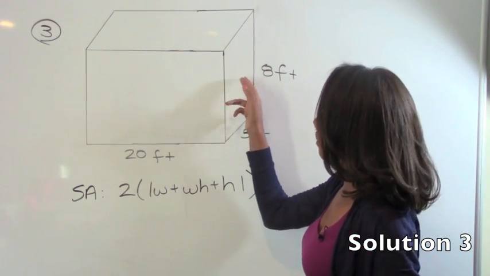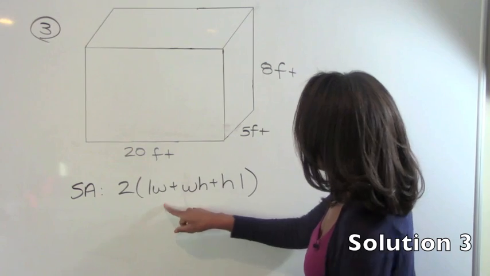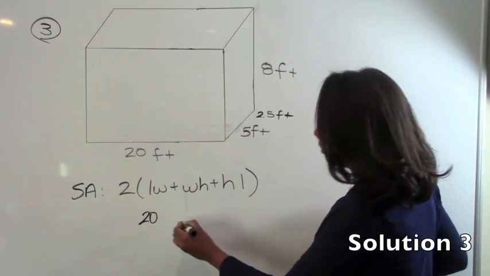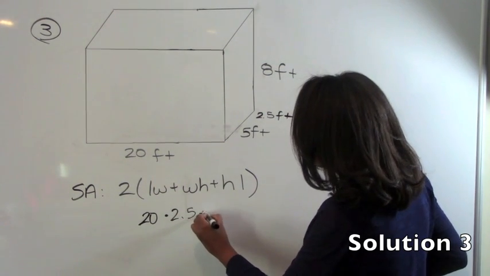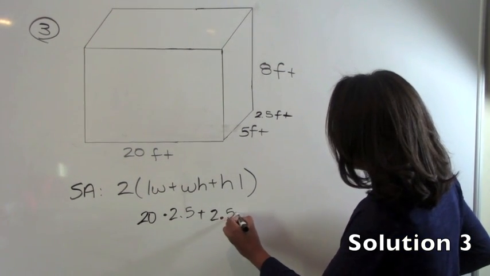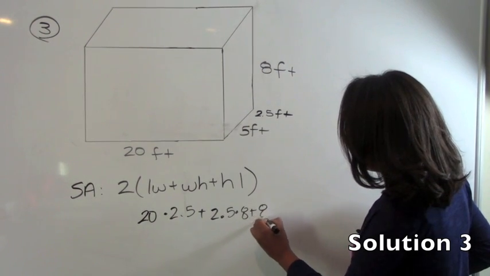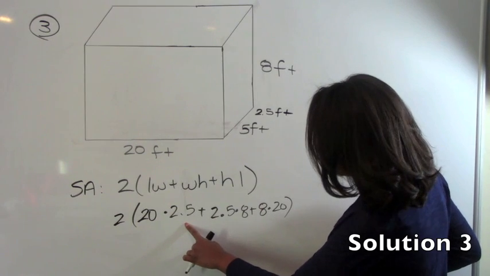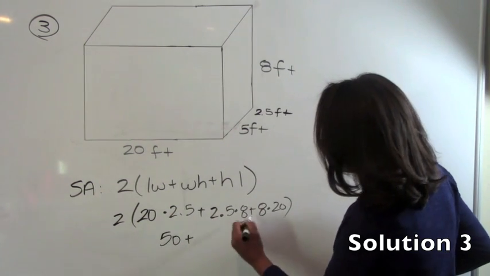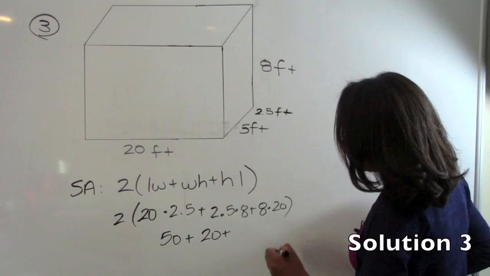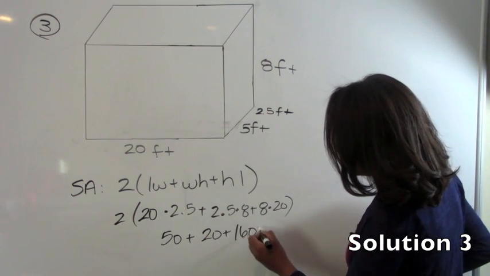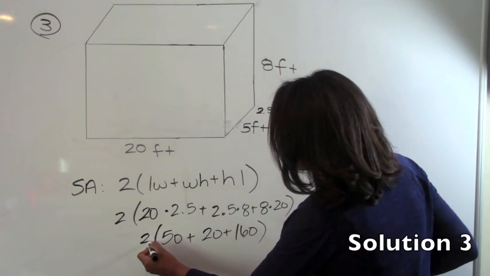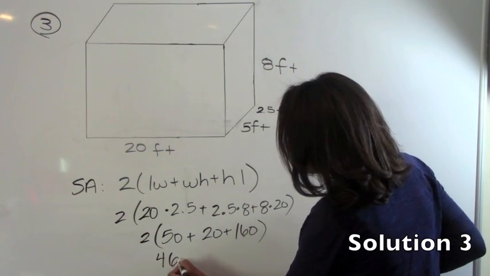So let's find the figure of the first one. So the length times the width is 20 now times 2.5 feet because we cut it in half. So 20 times 2.5 plus 2.5 times 8 plus 8 times 20. Okay, then we have to double that. So 20 times 2.5 is 50. 2.5 times 8 is 20. And 8 times 20 is 160. Okay, that gives us 230 when we add it together, times 2 for a surface area of 460.